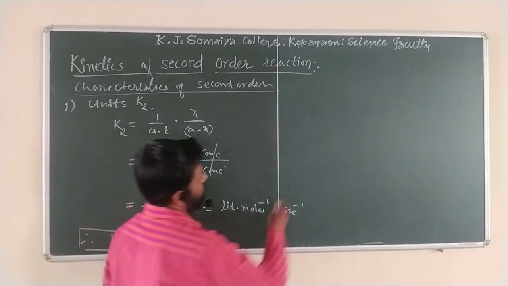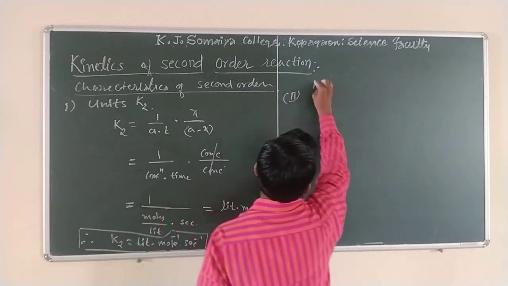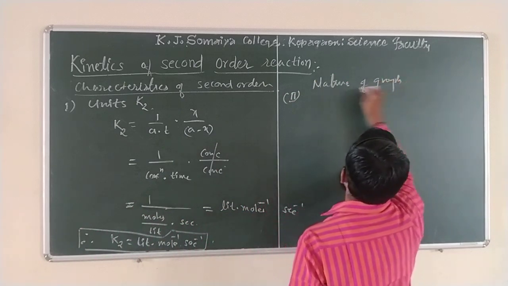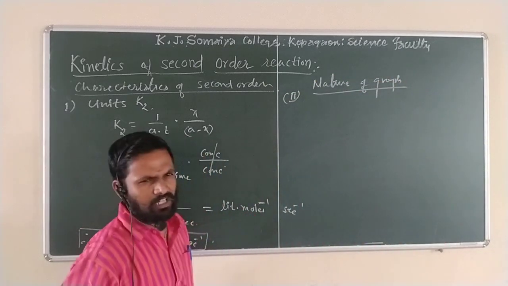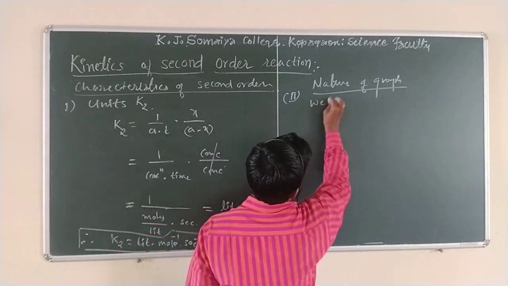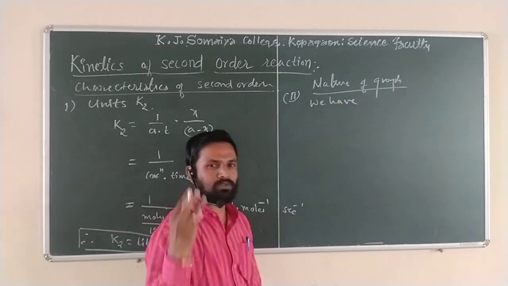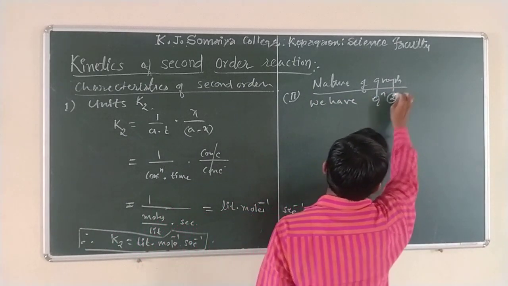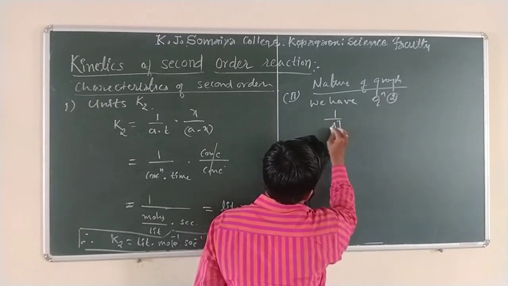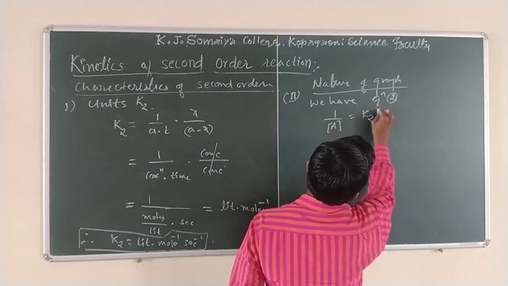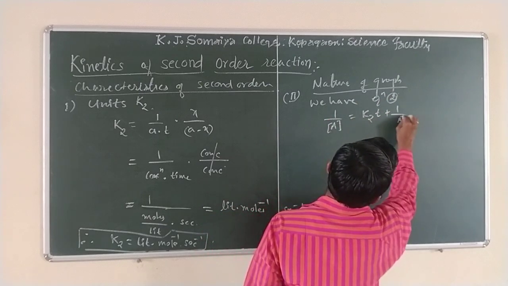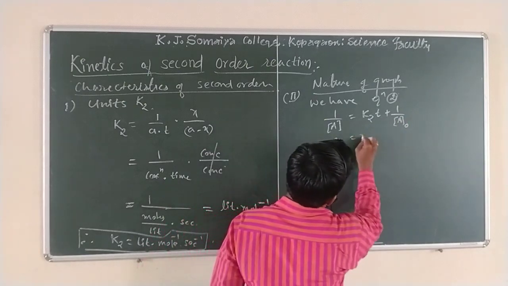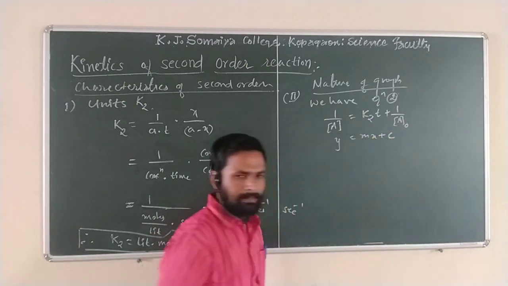Now second comes the nature of graph. Very simple. How can it be explained? We have the equation, as I told you, equation number 2, which is useful in the graphical representation. Which equation do we have? 1 upon A minus 1 upon A0 is equal to K2T, that is, 1 upon A equals K2T plus 1 upon A0. This equation represents y equal to mx plus c.